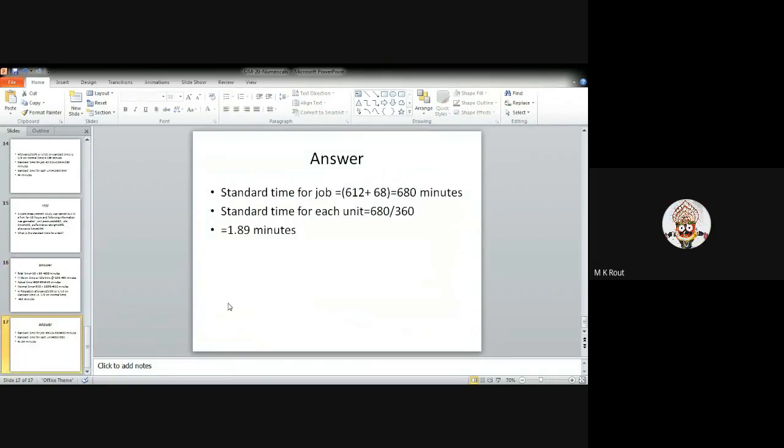Then the standard time, that is the formula, normal time plus allowances. That is given 612 plus 68, that equals to 680 minutes. Is it clear? I repeat, the standard time for job equals normal time plus the allowances, that equals to 680 minutes. Is it clear?